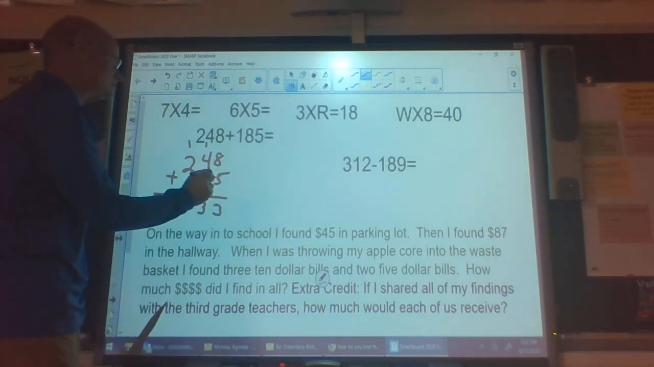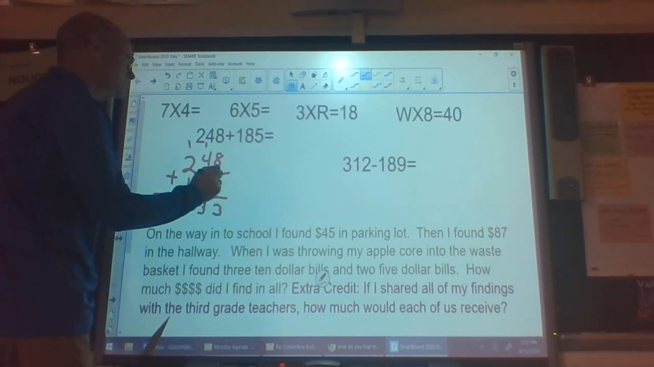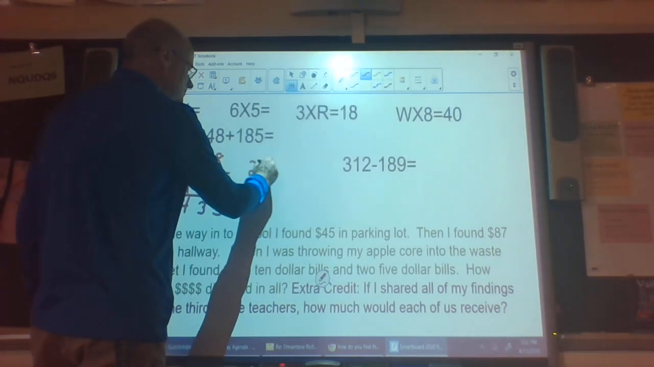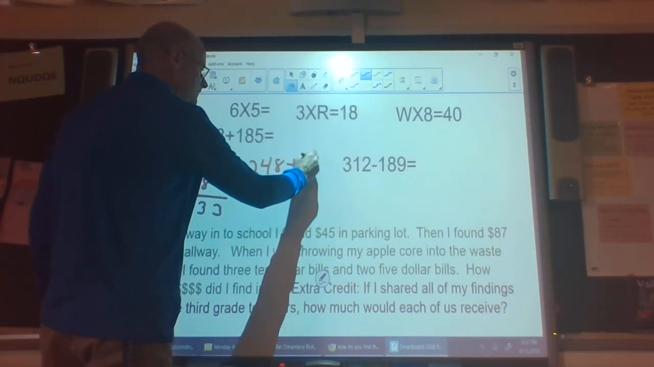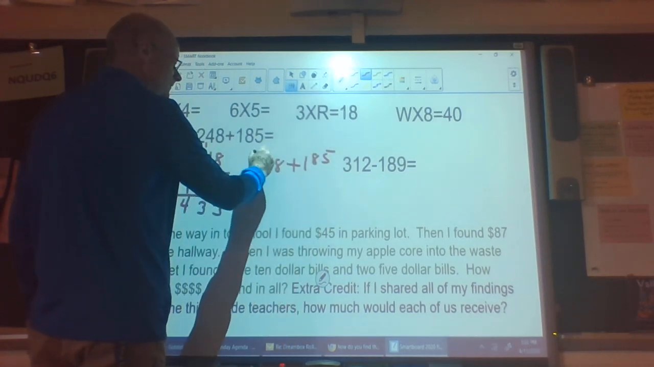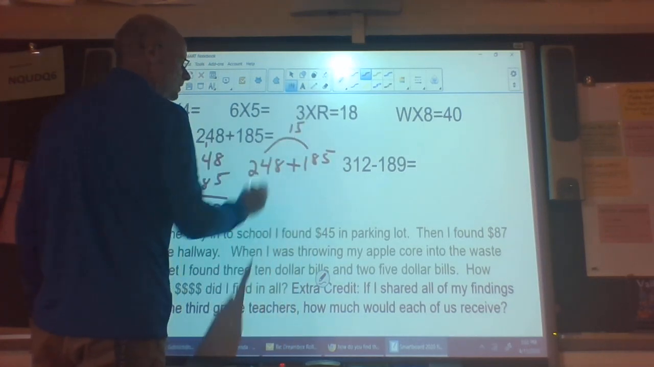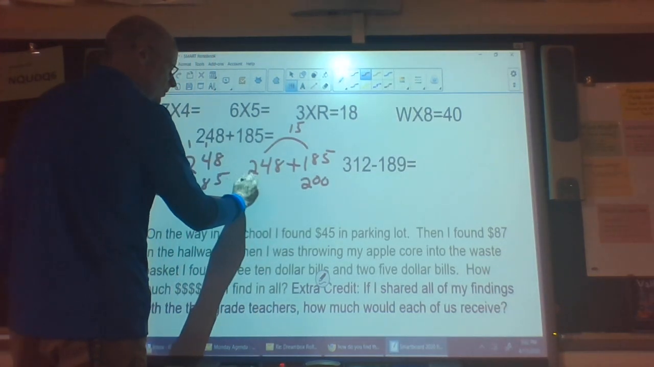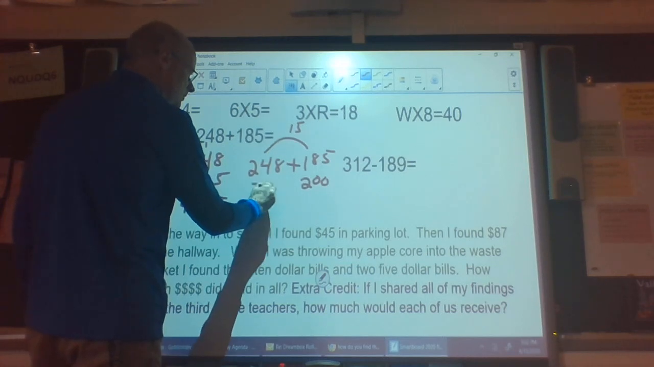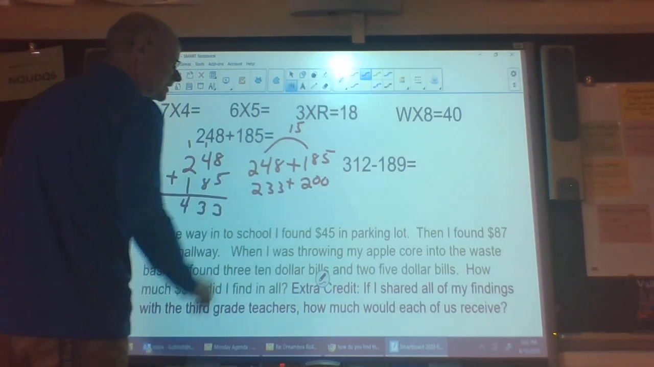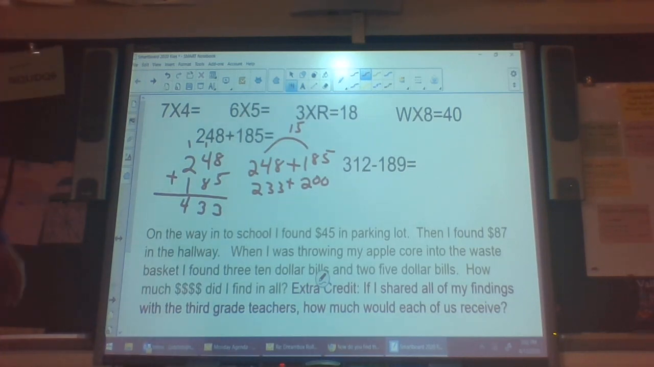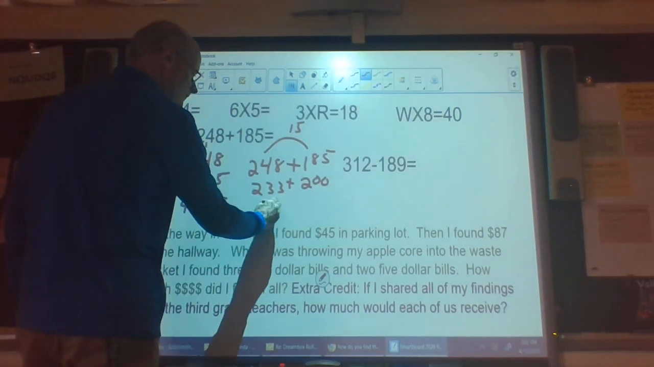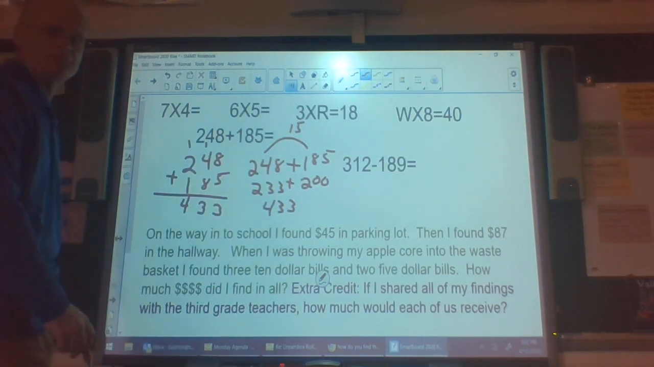I could do this on a number line, or I could do it give a little. I'm going to do give a little, take a little. I'm going to do 248 plus 185. I'm going to give this one 15. That will make this 200. So I have to take 15 away from here. I'm going to get 233. Now I can add those two together real easily. 233 plus 200 is 433. So I did the same problem 2 different ways, got the same answer.